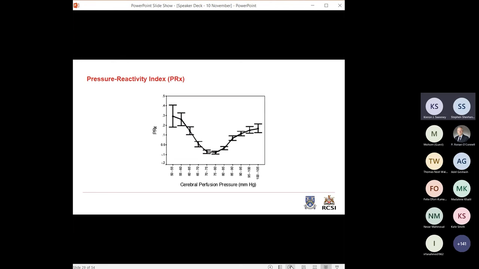And finally, the newest area of multimodality monitoring is the cerebral pressure reactivity index, which really takes a look at cerebral autoregulation and its relationship to systemic blood pressure. And this will allow personalized treatment and setting of personalized goals in cerebral perfusion. Next slide, please.